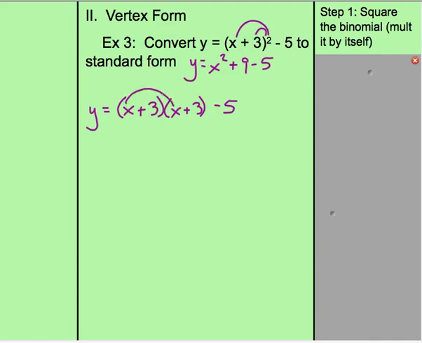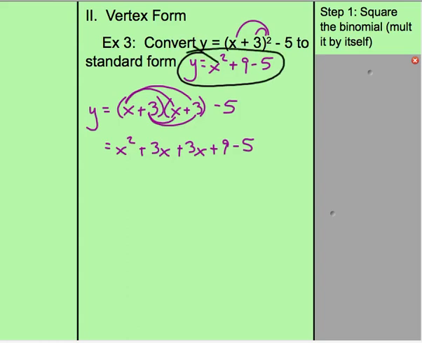So x times x is x squared, x times 3 is 3x, 3 times x is 3x, and 3 times 3 is 9, bringing down that minus 5. I'll combine that with my like terms. But notice on the one that I did incorrectly, this one that is incorrect, I don't have these two terms, the 3x plus 3x. So be careful that you don't make that very common mistake when you're squaring your binomials.